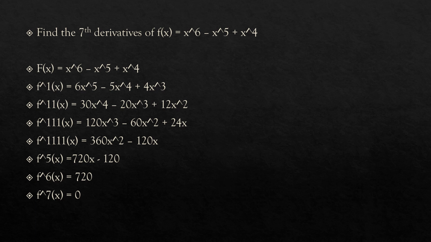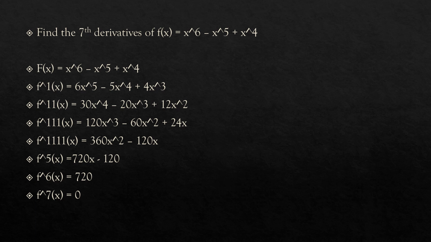Next is the third derivative. So 30 times 4 is 120. 4 minus 1 is 3, so 120x raised to 3. Then 20 times 3 is 60. 3 minus 1 is 2, so that will be negative 60x squared. And then plus 12 times 2 is 24, then x.